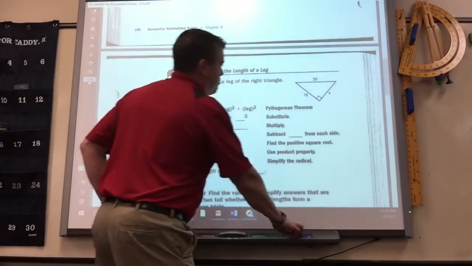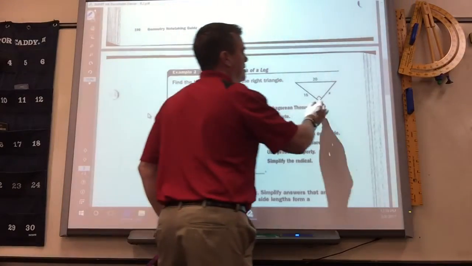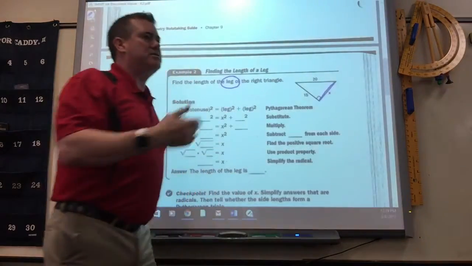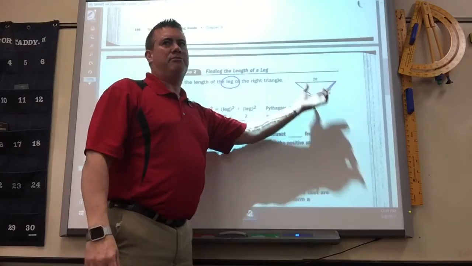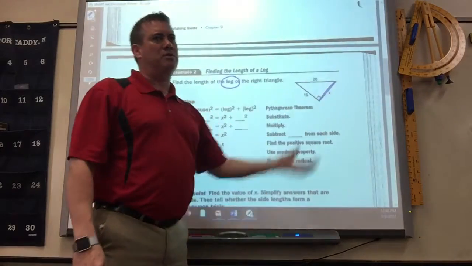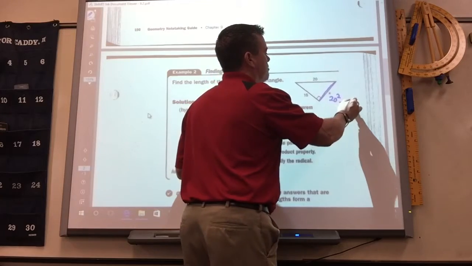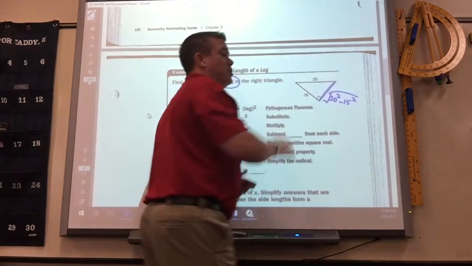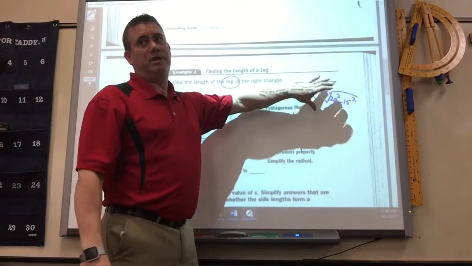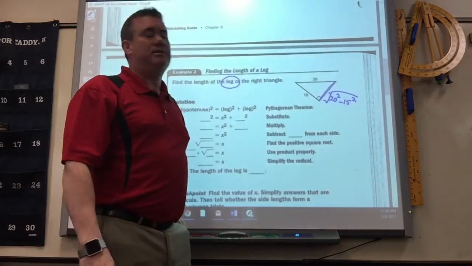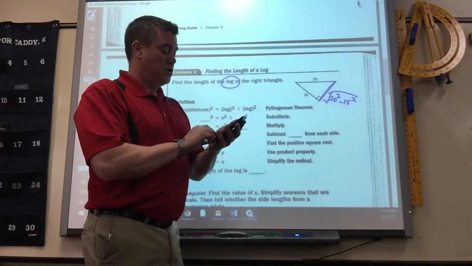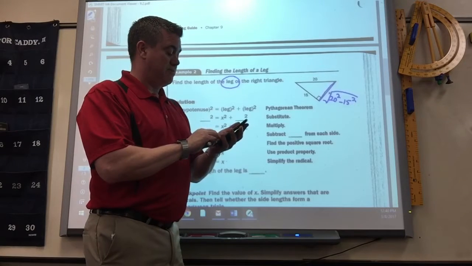Okay, so to find a leg, remember the shortcut: you only add them if you know the two legs. So if you don't know the two legs, you subtract them. It'd be 20 squared minus 15 squared. You do have to do the bigger one first. If you did it backwards, you'd get an error on your calculator. So 20 squared minus 15 squared.